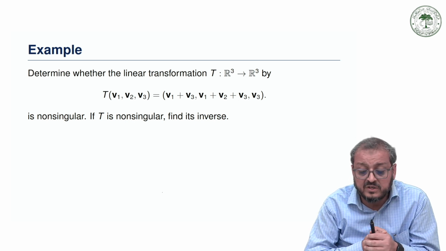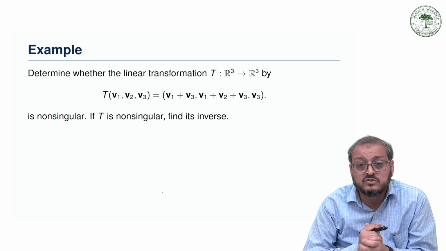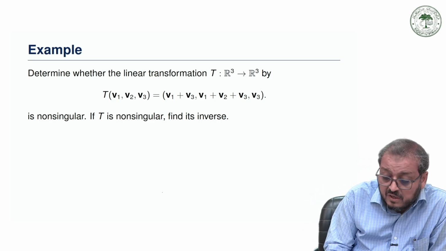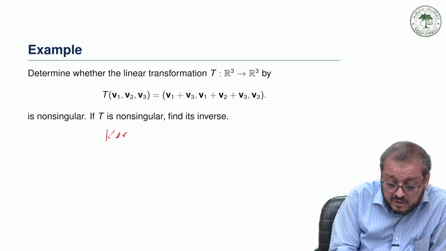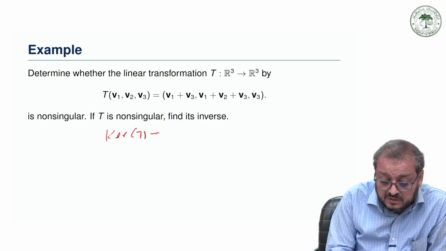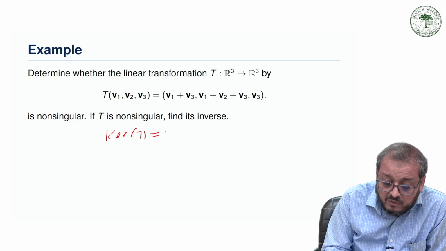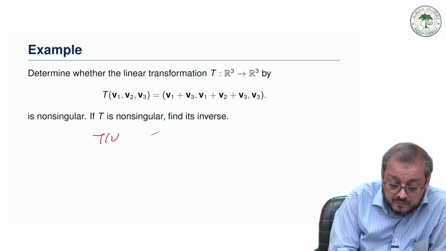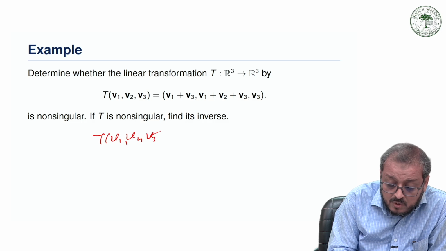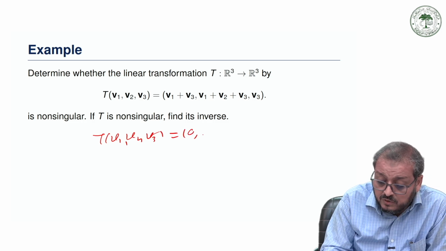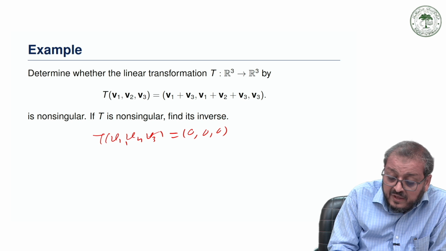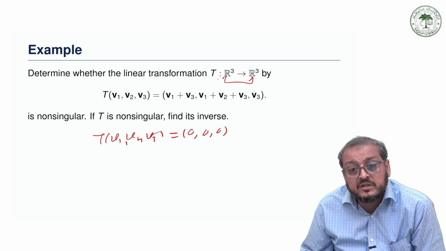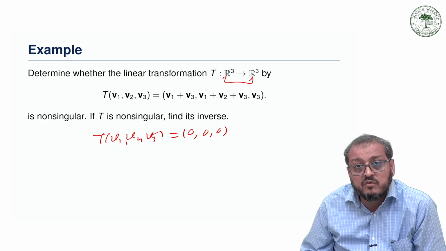By this example, we try to find whether T is non-singular or not. So I first try with the kernel of T. We have to check whether the kernel of T is 0 or not. We take T(v1, v2, v3) = (0, 0, 0), and because both dimensions are the same, for non-singularity it is enough to show that T is 1-1.